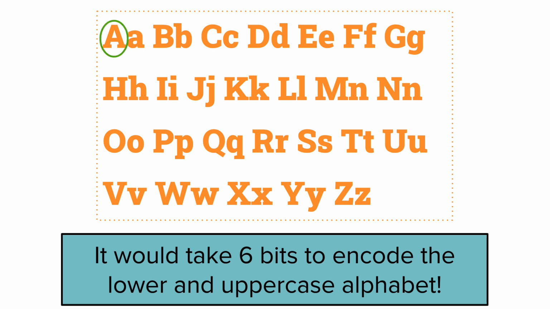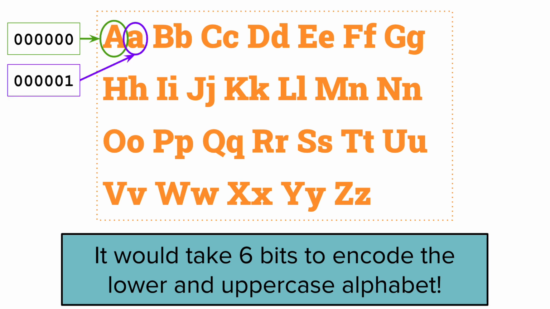We can encode capital A as 0000000, lowercase a as 0000001, capital B as 000010, and so on and so forth until we get to our lowercase z.